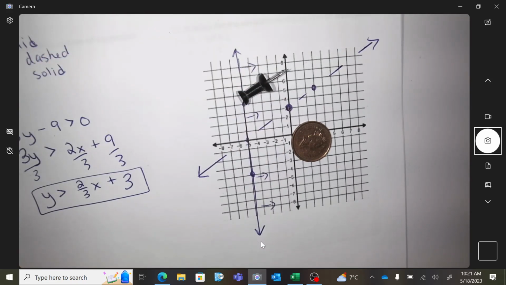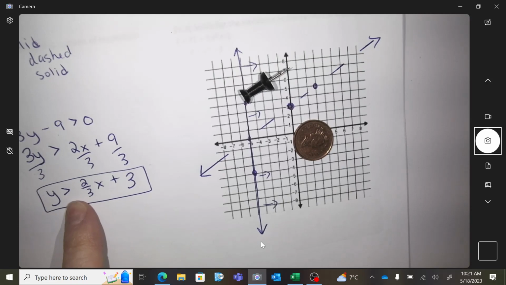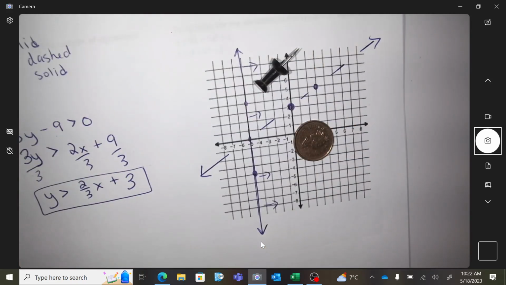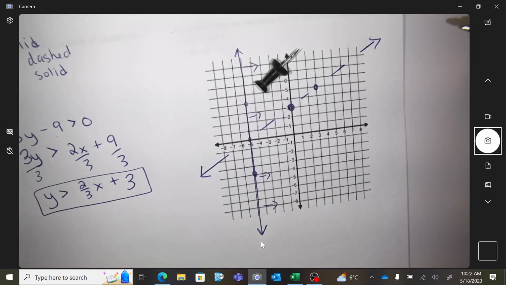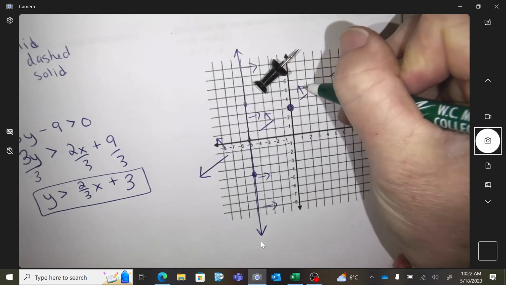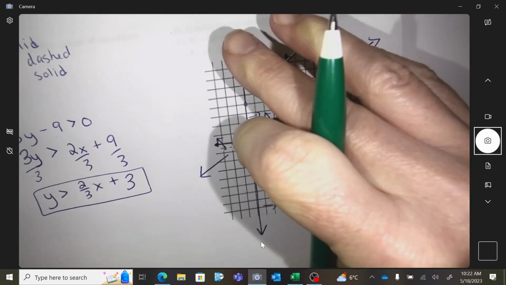Okay, it says this symbol, greater than. So I either have the tack option here or the penny option on the side I want to be on. Which side looks like it would be greater than that line? The tack. Okay, so I'm going to just draw myself arrows that are saying head this way.